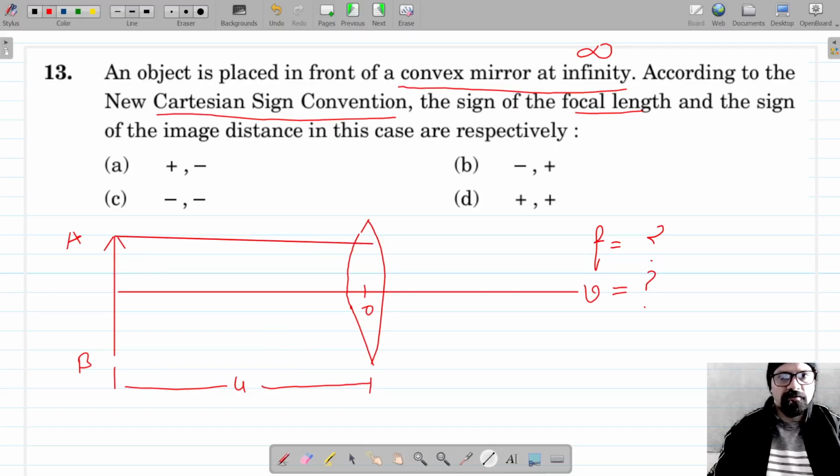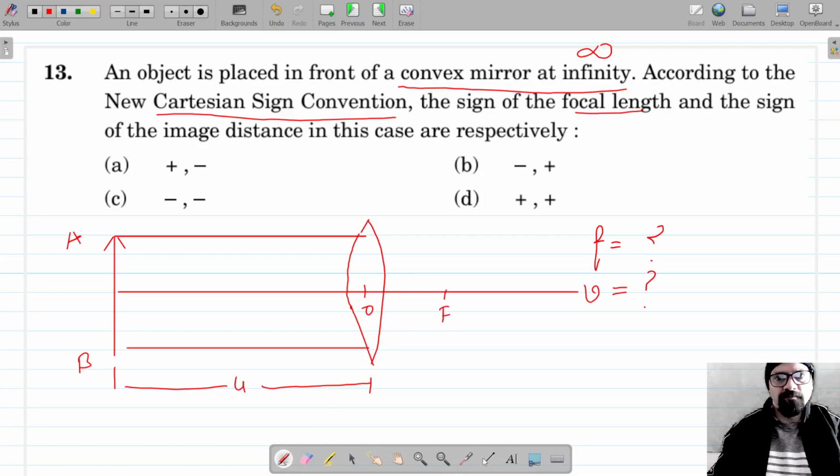Now all the rays coming parallel to the principal axis will be converged by this lens, and they will meet at a point which is called the principal focus. So all these rays will meet at a point called the principal focus, and the distance between the optical center and the principal focus is called the focal length.